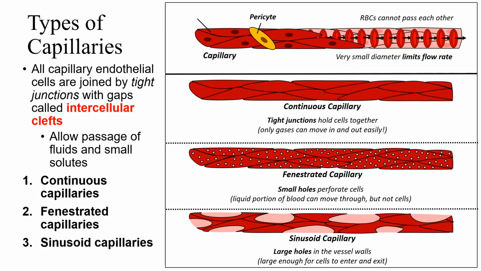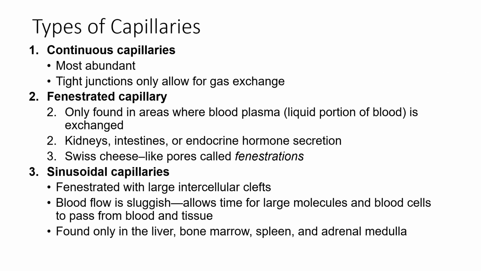And so in a continuous capillary, the tight junctions are holding these adjacent cells together in such a way that only small gases can move in and out easily. In a fenestrated capillary, the capillary is perforated by these small holes, these pores, and so the liquid portion of the blood can move through, but not the blood cells themselves. They're too big. Then in the sinusoidal capillary, now you have these large holes in the vessel walls, and even the blood cells can enter and exit. So continuous is the most abundant, but really the focus is, of course, gas exchange at this level.